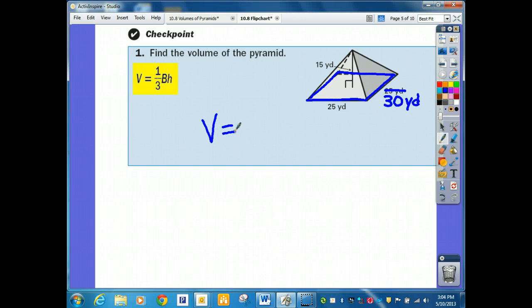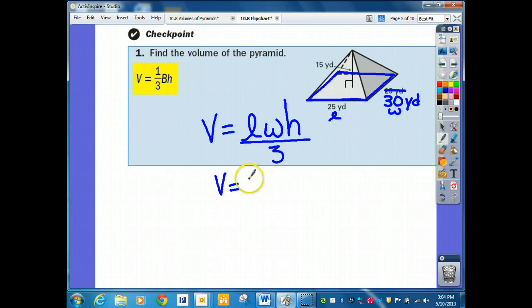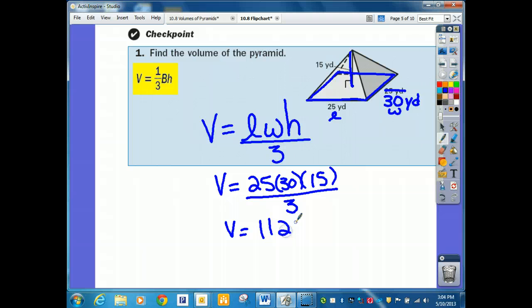Volume equals, the base area of a rectangle is what? Length times width, and then we need to times it by the height of the entire thing. And divide that by 3. So volume equals, does it matter which one's my length and which one's my width? No. Nope. Length, width, so 25 times 30, and then times the height of the entire pyramid is what? 15. Divide that answer by 3. So what do I get on the top? What's 25 times 30 times 15, class? 150. 50?